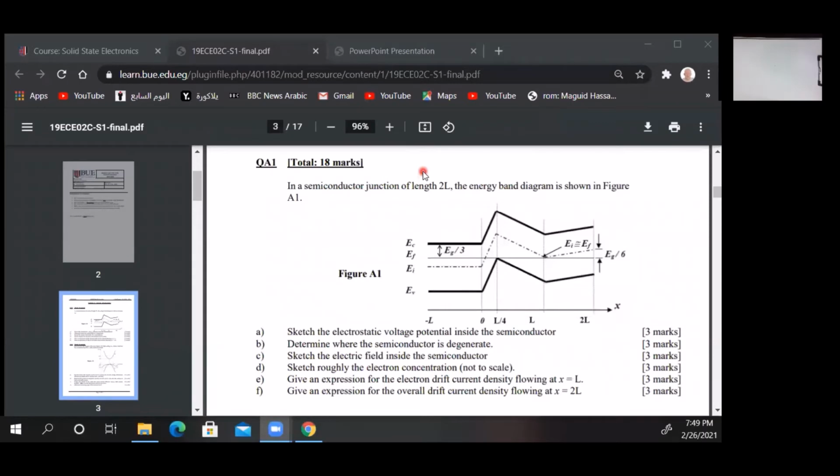As you can see here, we have this energy bandogram, and the first requirement is to plot the electrostatic voltage, which can also be named the electrostatic potential. Both have the same meaning. And if you remember, my dear students, I usually told you, whenever you have an energy bandogram, please expect to plot the potential, the electrical field, and also the charge accumulation. These are basically the main outputs that you can plot from the energy bandogram.